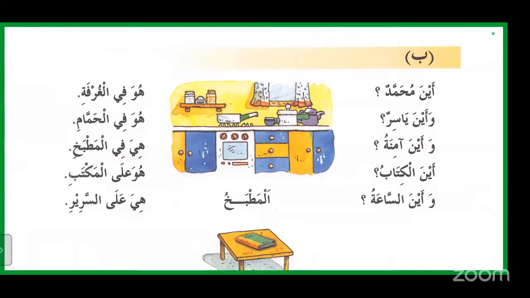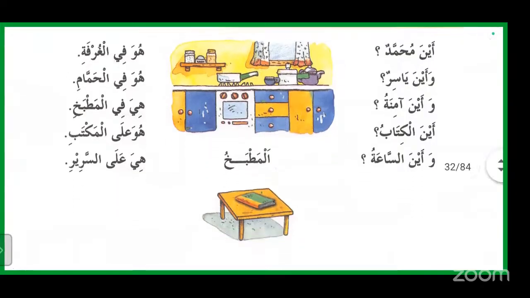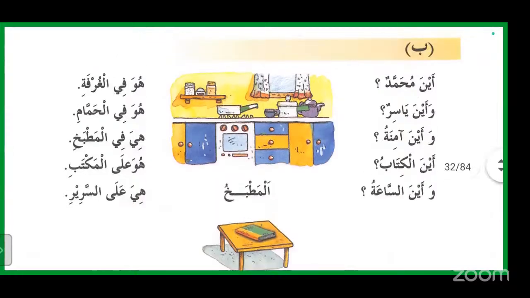Actually, when the Arabs say where is the clock, they are actually saying where is the time. But time is waqt, right? Waqt is duration, a time period. And sa'a here is commonly for the word hour, like fi sa'atil ula, in the first hour. For the watch also, it is the same. Okay, fine. هي على السرير. It is on the bed.